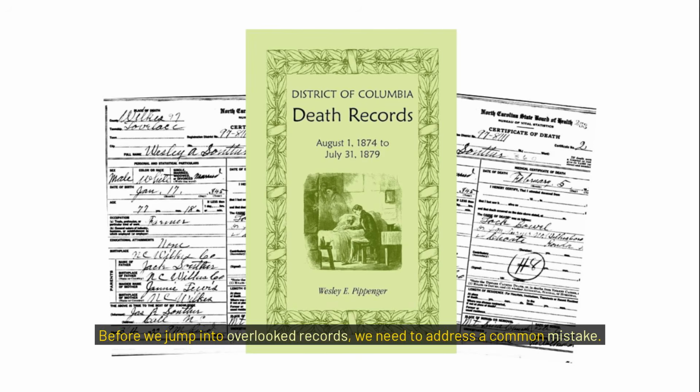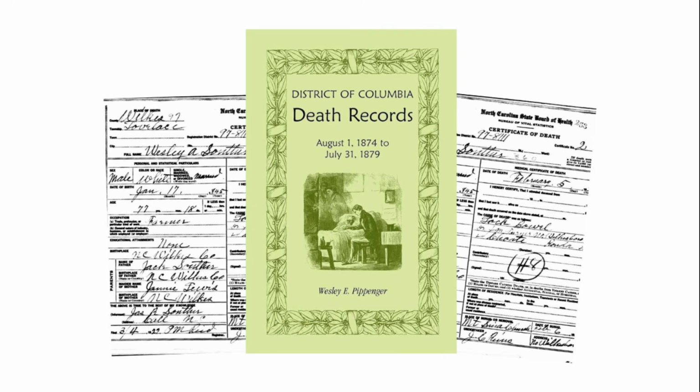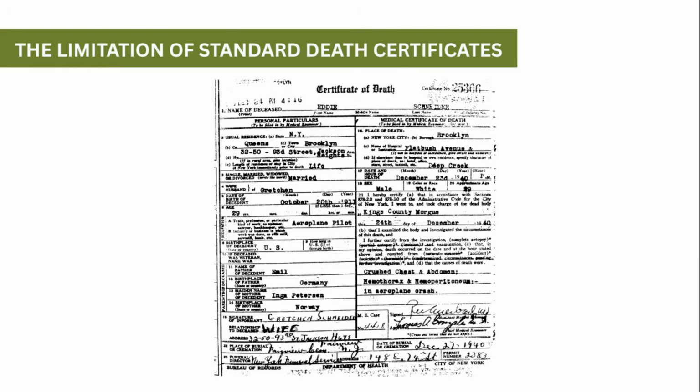Before we jump into overlooked records, we need to address a common mistake. Many genealogists treat death certificates as final proof. They're not. They're secondary information, often reported by someone who may not have known the deceased well. So if you're relying only on that document, you're working with a single, potentially flawed source. This is exactly why overlooked records matter. They help you corroborate, challenge, or correct that information.